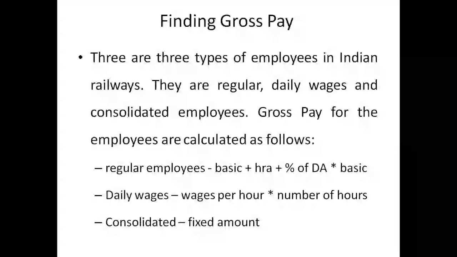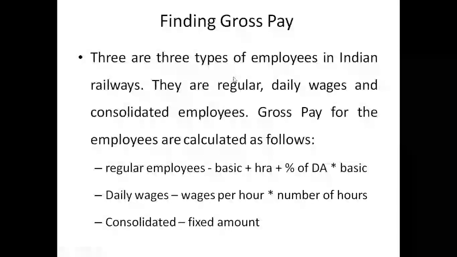One is regular employees, who will have three components in their pay, that is basic pay, and then HRA, and then percentage of DA. But if you consider the second category, daily wages employees, for them there will be two components only. One is the wages per hour and then the number of hours that they have worked for that particular week. They will be paid on a weekly basis. And then the consolidated employees. These are employees who are going to get some fixed pay, right?